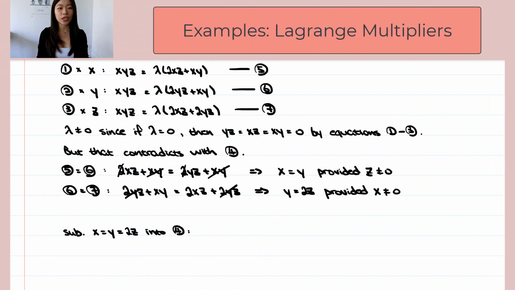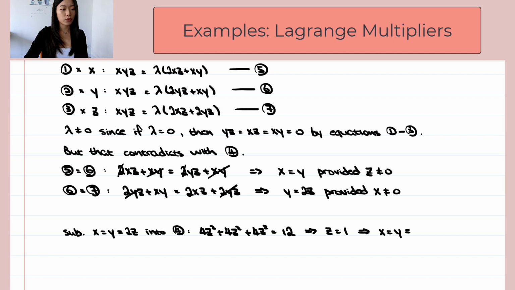Now I can use the last equation that I haven't used yet, which is equation 4. So we substitute what we just found, that is x equals y, which equals 2c, into equation 4. Then we get 4c squared plus 4c squared plus 4c squared equals 12. That means c equals 1. And since x equals y, and that equals 2c, that means x and y both equal 2.